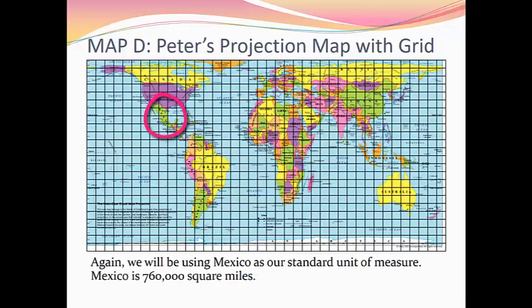Now here is map D, the Peters projection map with a grid over top. Now on this map, about how many squares do you think cover the country of Mexico? So here I estimated that Mexico was about 3 squares. And so with the Peters projection map, our unit conversion is going to be that 3 squares represents about 760,000 square miles. Okay, so now it's your turn again.